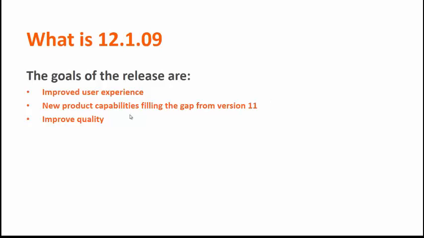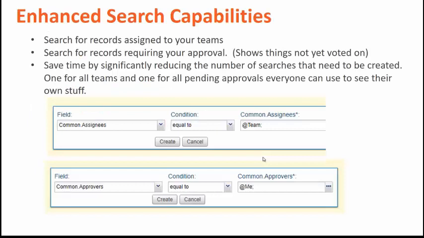First, we have some enhanced search capabilities. As you can see with the two screenshots at the bottom, these are very simple things that we've added that are going to allow you to do very powerful things and save you a lot of time. First, the ability to see things that are assigned to your team, or the person that's running the search assigned to their team. This way, you could just create a simple search using the @team syntax, and then just create one search for multiple people to use, and it'll show them different results based on what teams they're a member of. This will definitely save you a lot of time by not having to create a separate search for each team.